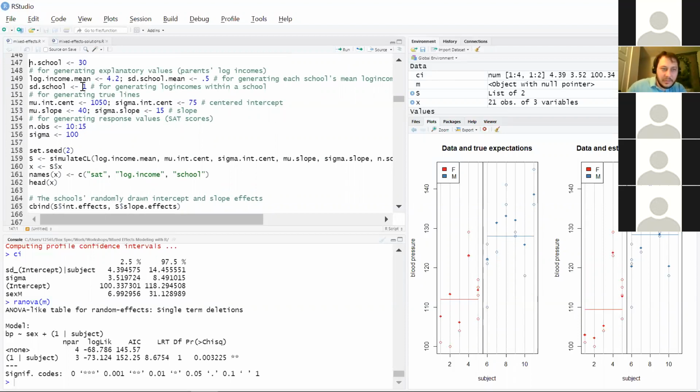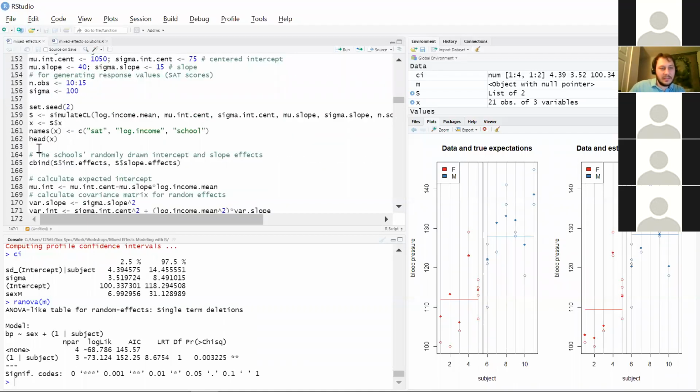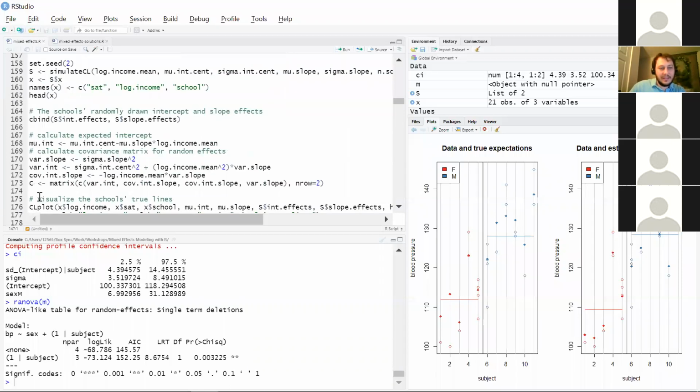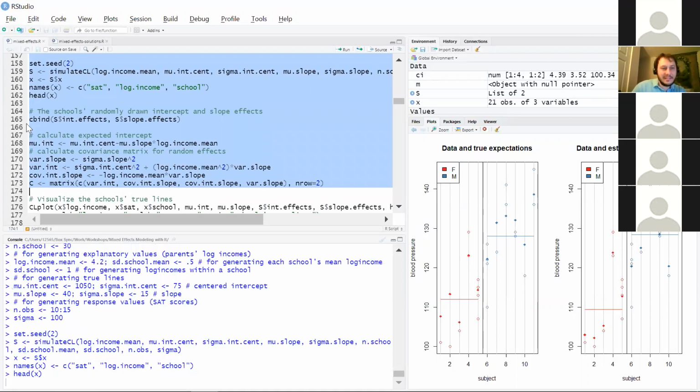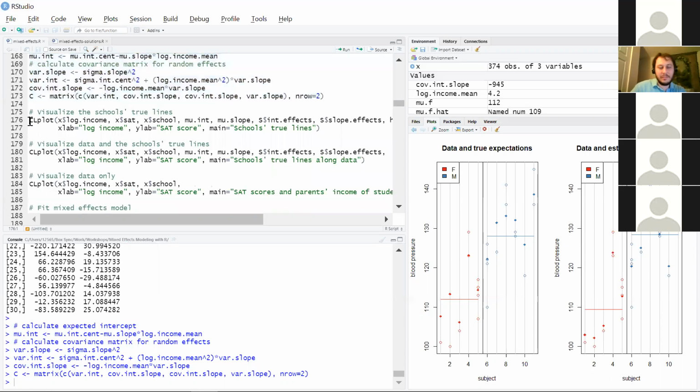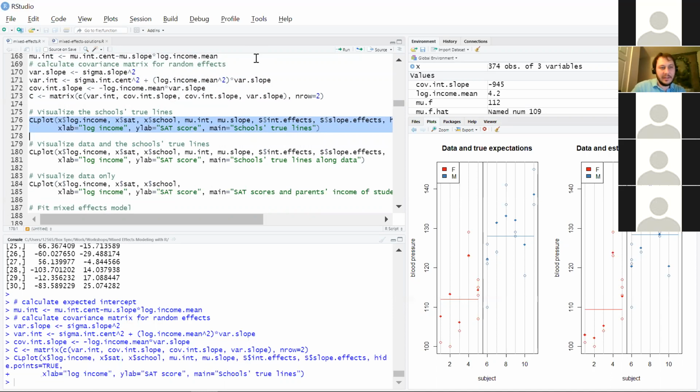I've got 30 schools. I've got somewhere between 10 and 15 SAT scores that I'm going to be taking from each school. Let's just skip to the data here. Skip to the plots, I should say. There's quite a large chunk that needs to be run that isn't essential enough to spend time on right now. Here's what was simulated.